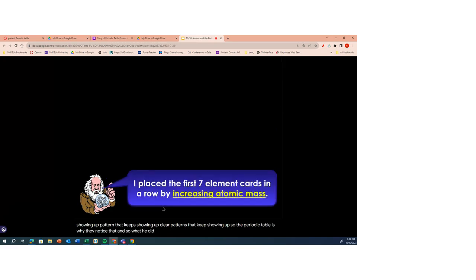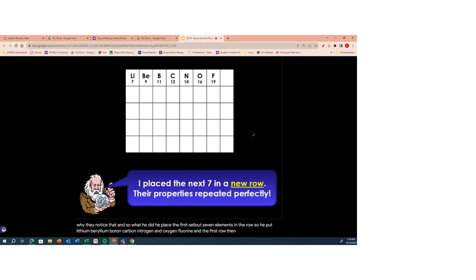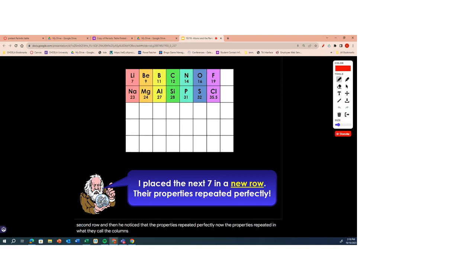And so what he did, he placed the first 7 elements in a row. So he put lithium, beryllium, boron, carbon, nitrogen, oxygen, and fluorine in the first row. Then he put the next in the second row. And then he noticed that the properties repeated perfectly. Now, the properties repeated in what they call the columns, not the rows. So they repeated in the columns.